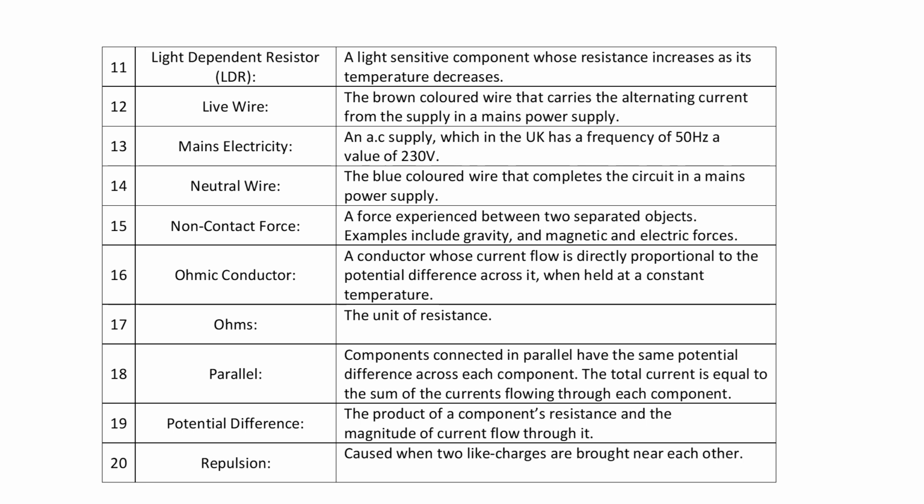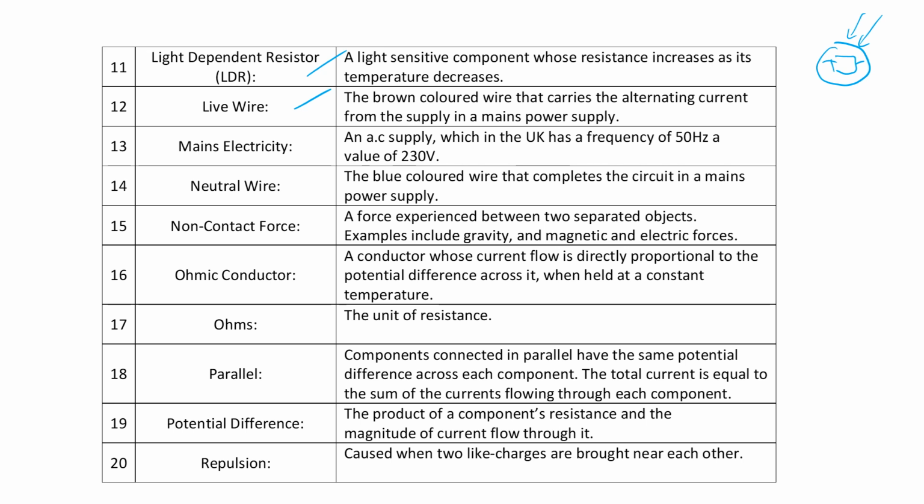A light sensitive component whose resistance increases as the temperature decreases. So it's a resistor, and it's light dependent: LDR. The brown coloured wire that supplies the alternating current from the mains: live. Brown, dangerous.